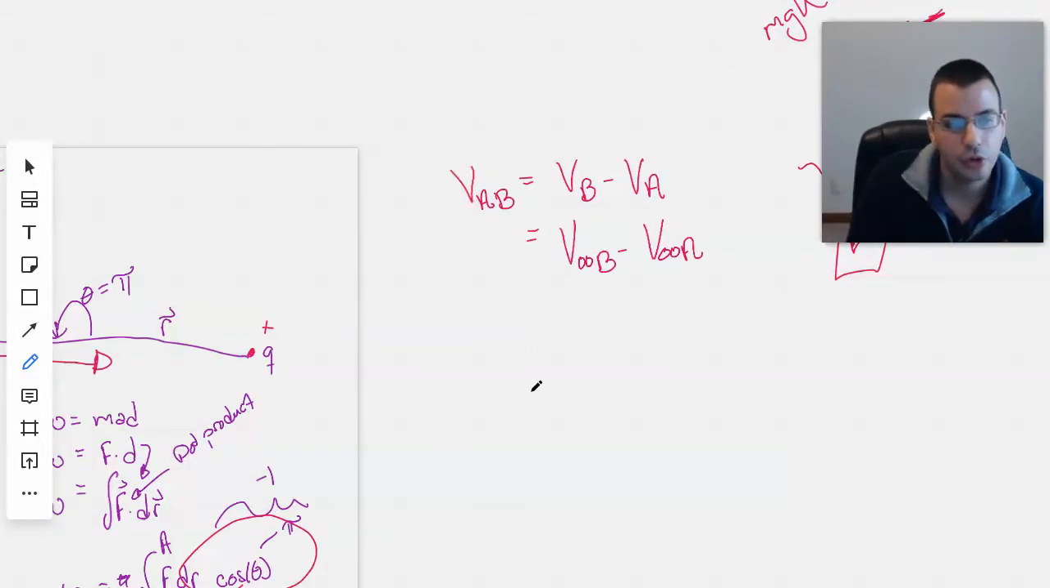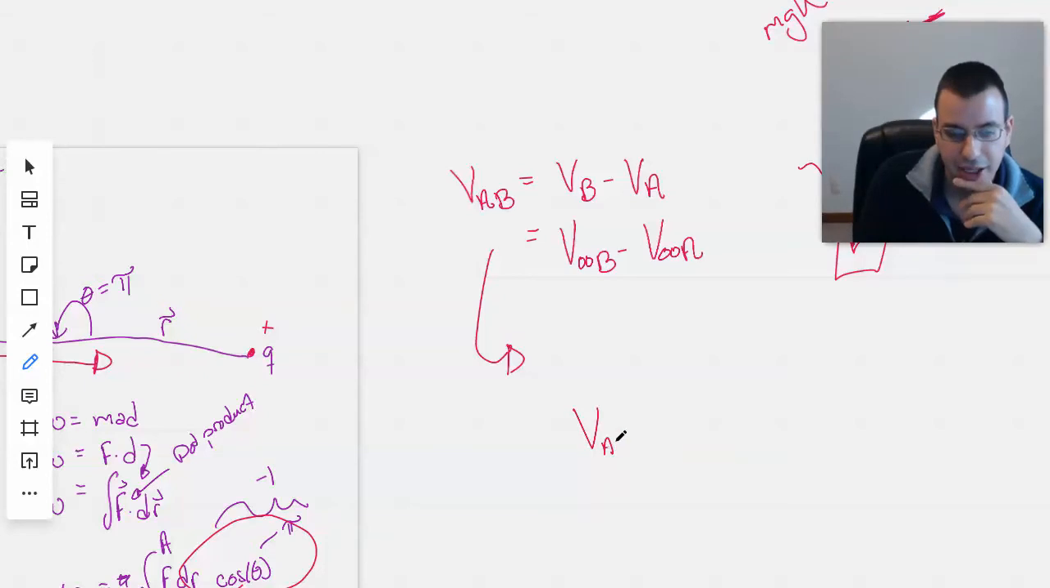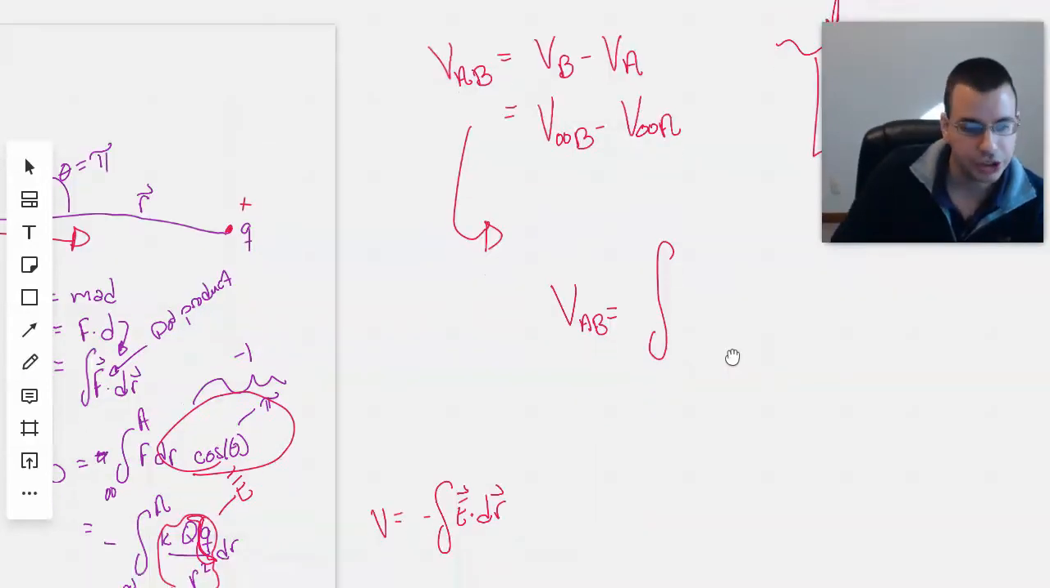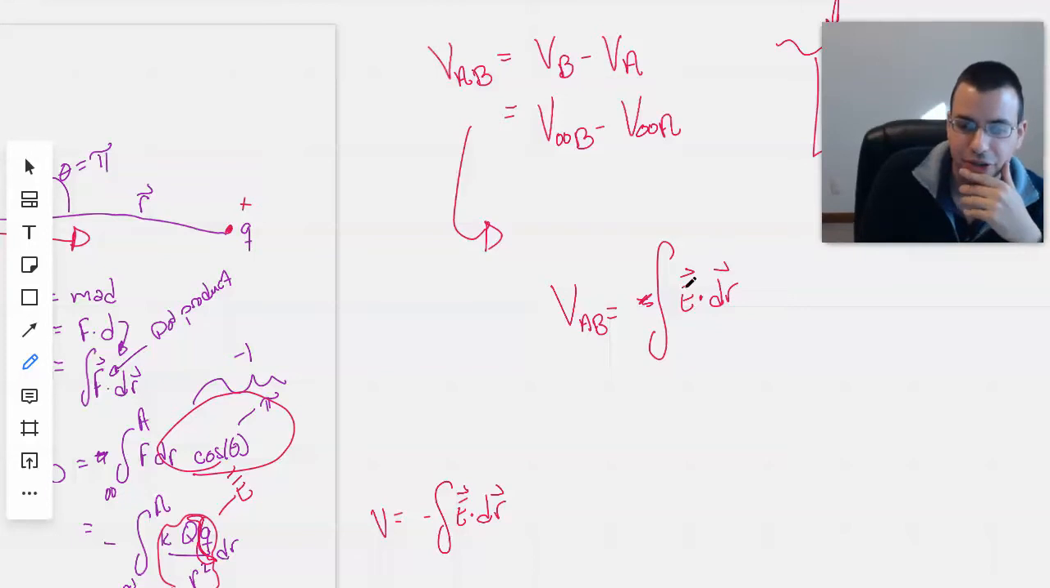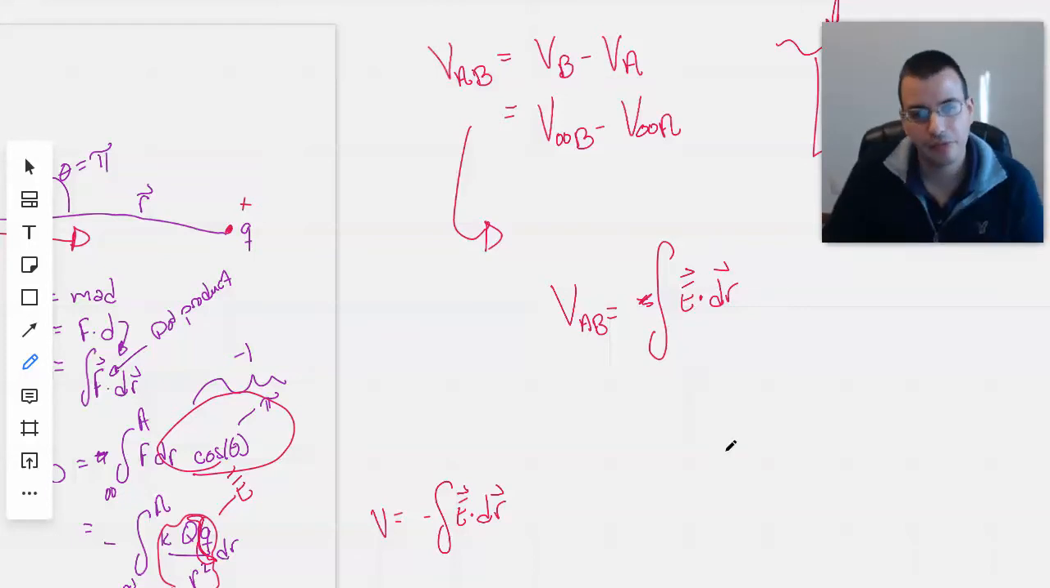So we can rewrite this as voltage AB equals, let's say, we're going to skip right down to we're going to use the equation negative E dot dr. Nope, I'm just going to use E dot dr.